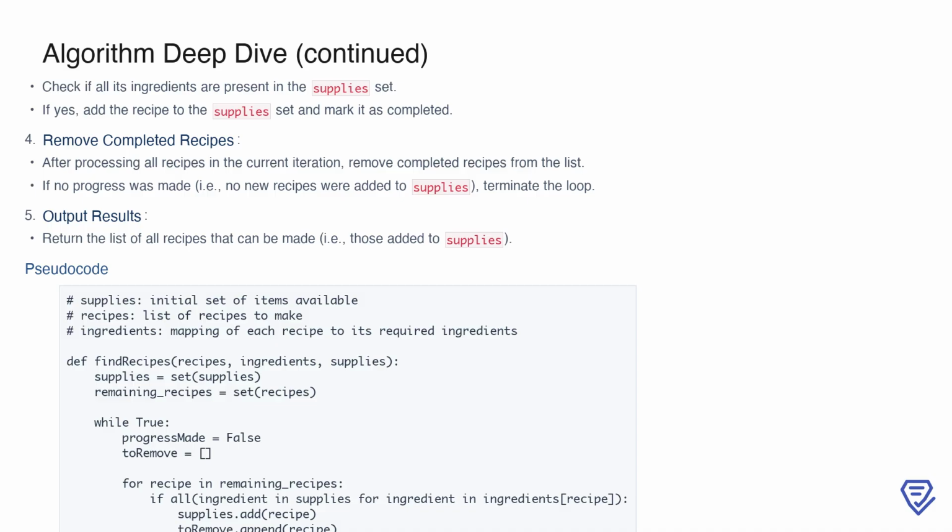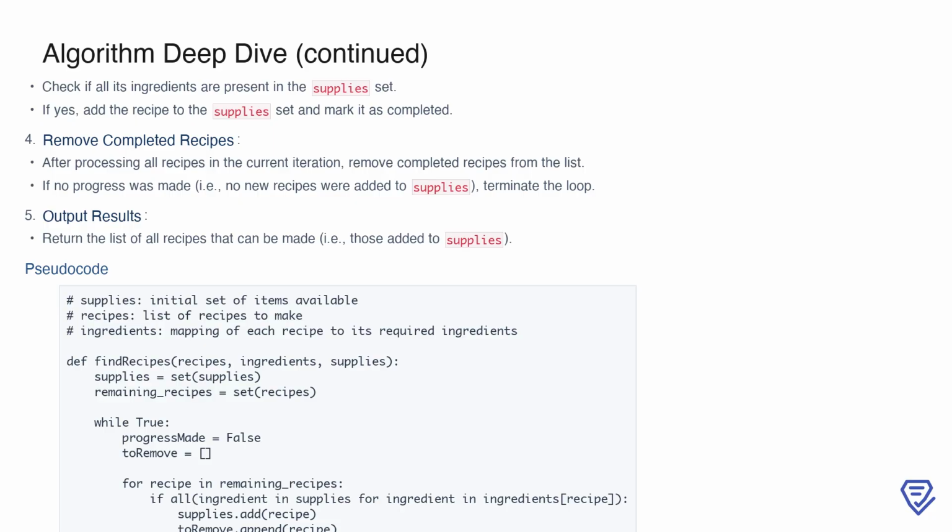For each recipe, we verify whether all its required ingredients are present in the supplies set. If they are, we add the recipe to the supplies and mark it as completed. After evaluating all the recipes in the current iteration, we remove the completed recipes from the list. This cleanup step ensures that recipes already added to the supplies are not repeatedly checked, which saves computational resources.